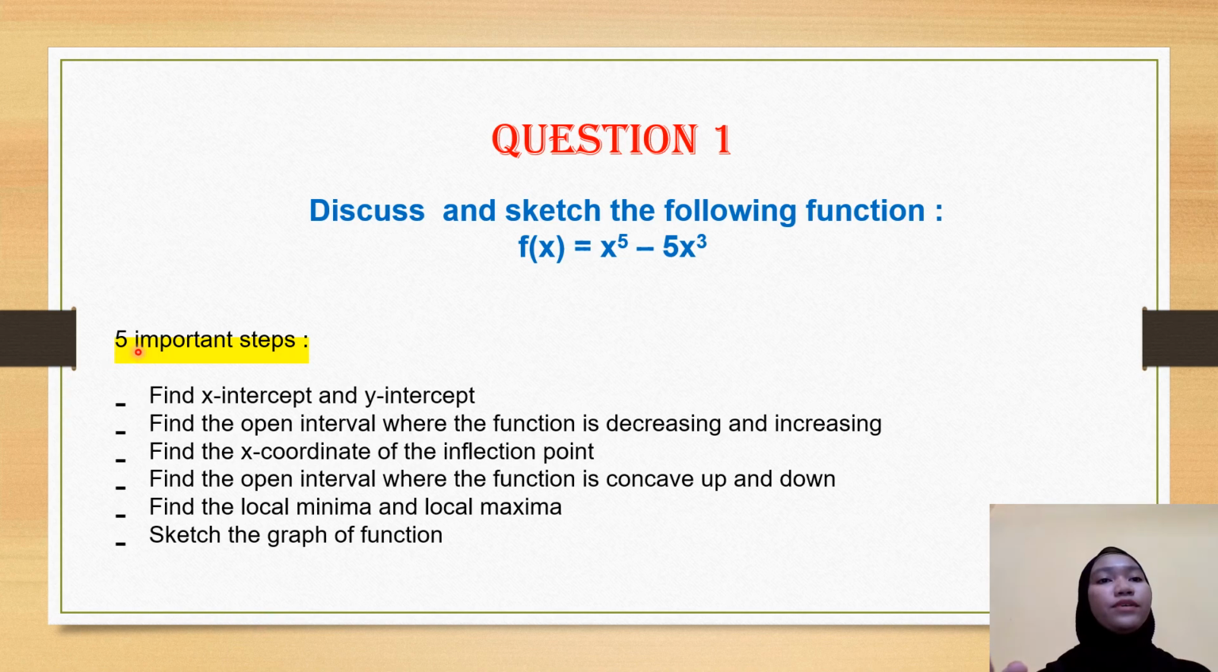Here are the 5 important steps that we need to find to solve this question. First, find the x-intercept and y-intercept. Second, find the open intervals where the function is decreasing and increasing. Third, find the x-coordinate of the inflection point. Fourth, find the open intervals where the function is concave up and down. Fifth, find the local minima and local maxima. And the last one, we need to sketch the graph of the function.